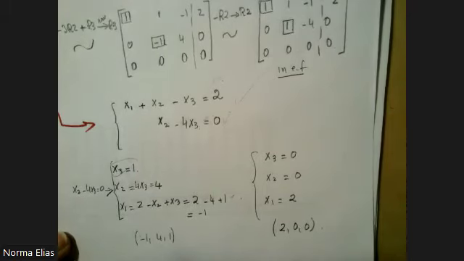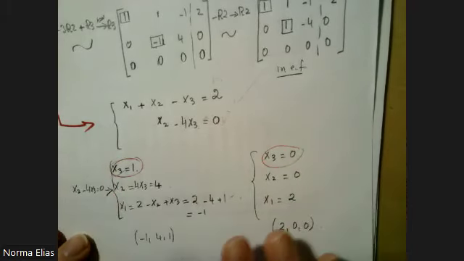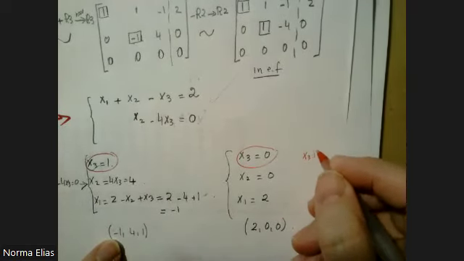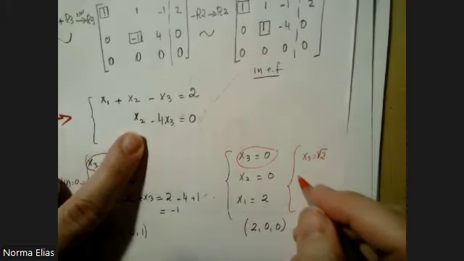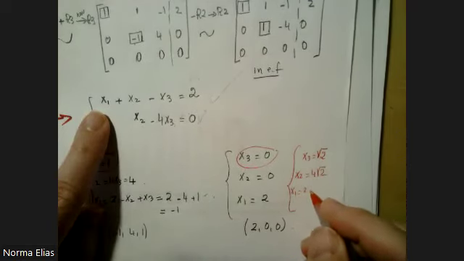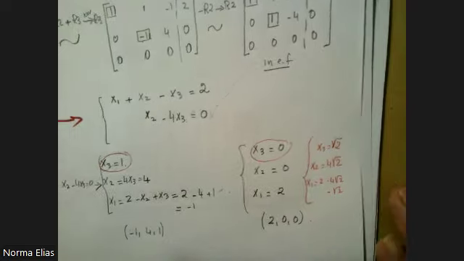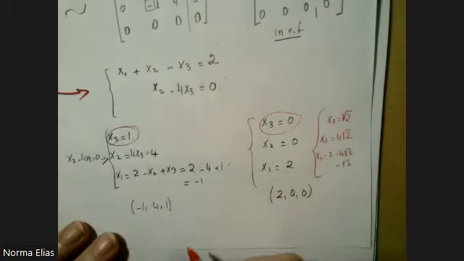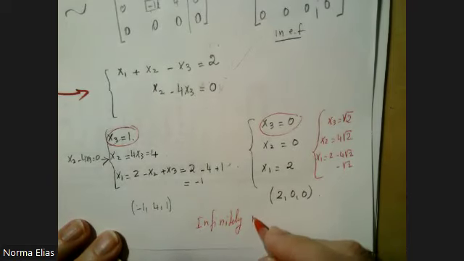Every time I assign to x3 a different value, and as you realize, I can give x3 any value I want, any real number, because we're working with real numbers. So I can actually give x3 the value square root of 2. There is nothing which stops me from that. If I give square root of 2, then x2 is going to be 4 square root of 2. x1 is going to be 2 minus 4 square root of 2 minus square root of 2. So I can give x3 any possible value. Every time I give x3 a different value, I generate another solution. So this is definitely the situation where I have infinitely many solutions.